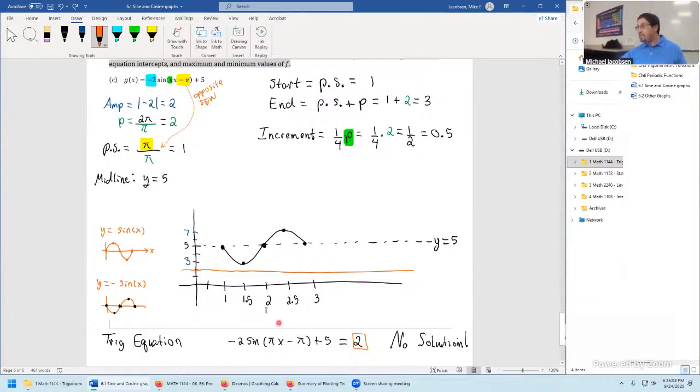But this is the end of section 6.1. I want to show one more scientific kind of application using scientific data. But any last questions at all before we close out the notes here?